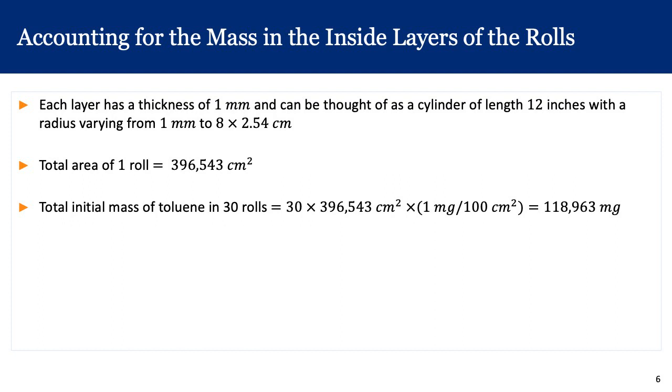And so now the initial mass of the toluene in these 30 rolls is 30 times 396,543 times 1 milligram per 100 square centimeters as before. So now we get a vastly greater amount of toluene as the initial mass. So now we are at 118,963 milligrams, whereas in the previous set of assumptions, we were at around 1900 milligrams. So we have almost an order of magnitude difference, almost 2 orders of magnitude difference between these two assumptions.